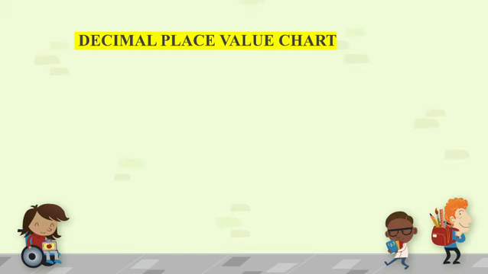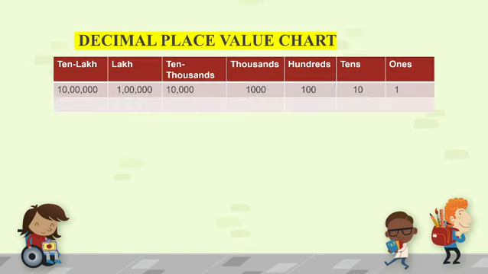Let's see the place value chart. What do you see? Are you familiar with this place value chart? Yes, you are. This is the normal place value chart that you use for your number system, right? The Indian place value chart: ones, tens, hundreds, thousands, 10,000s, lakh, 10 lakh.